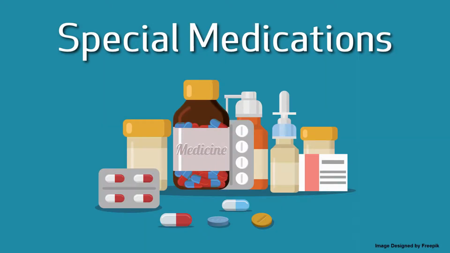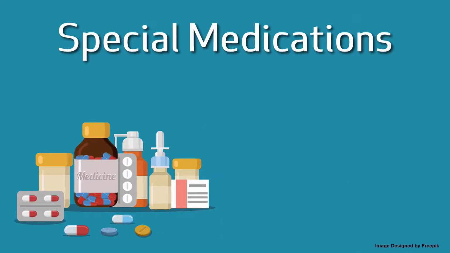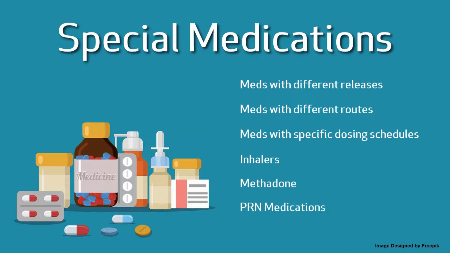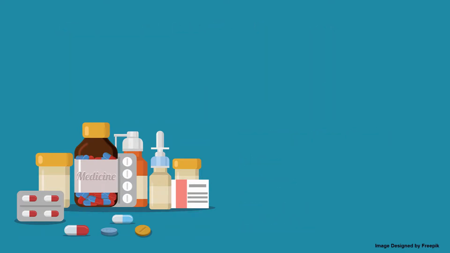There are certain medications that you want to be especially cautious when entering them into the system. These medications include meds with different releases, meds with different routes, meds with specific dosing schedules, inhalers, methadone, PRN meds, and insulin U500. Let's briefly discuss the first two categories.